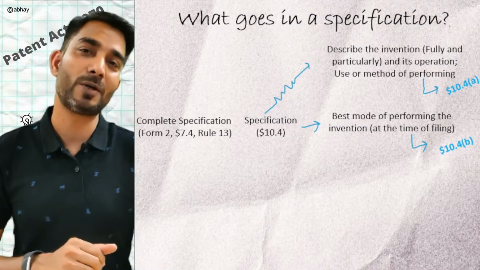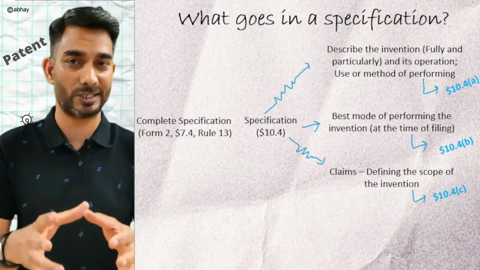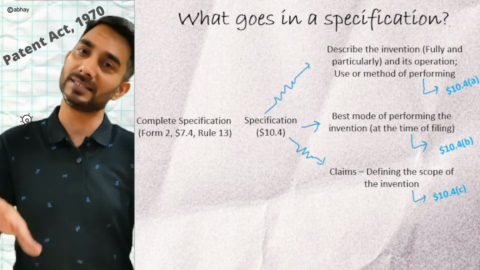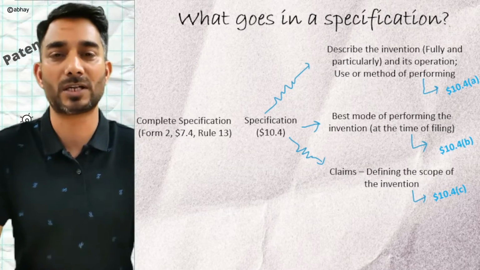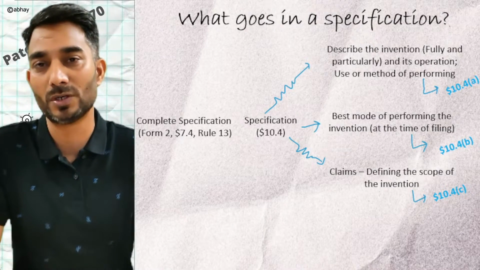Then there is a requirement of claims, that the specification should include claims which clearly define the scope of the protection that the applicant is seeking. We will discuss the further requirements of the claims because there is another section which is dedicated to claims only.